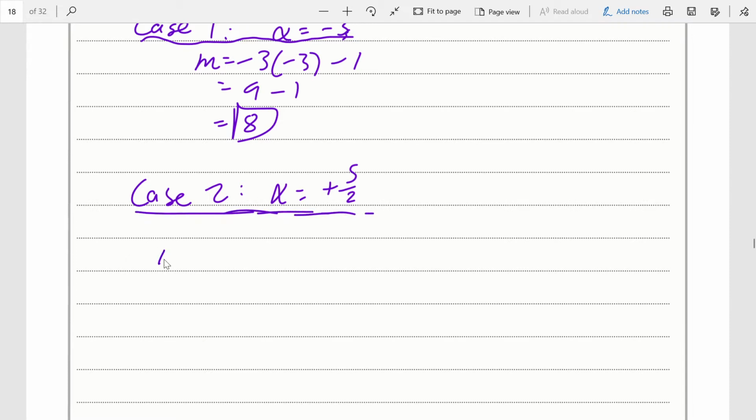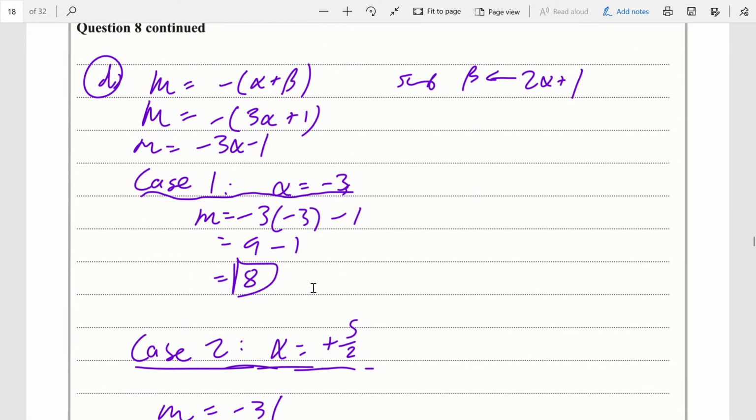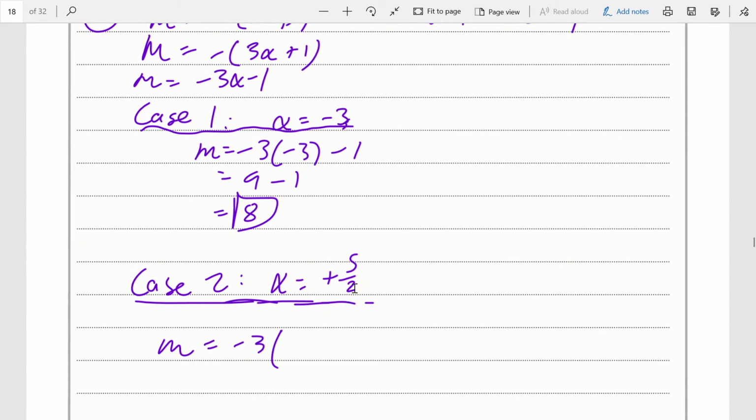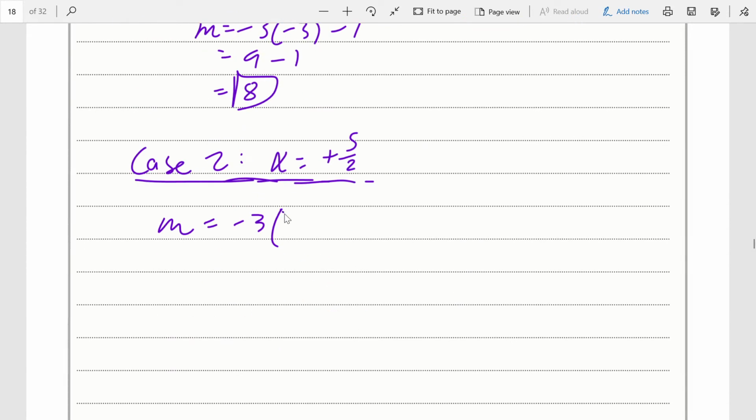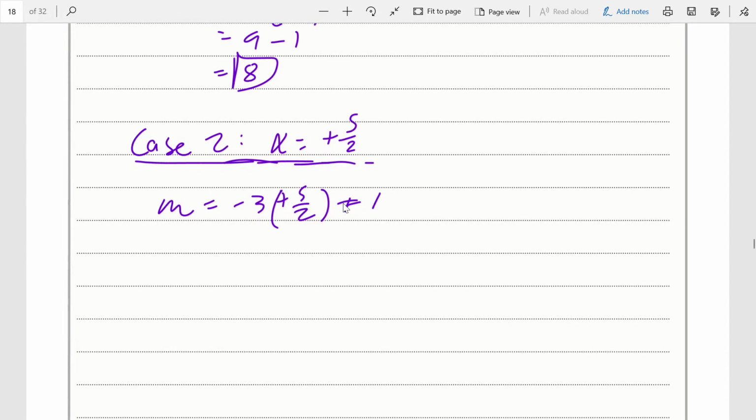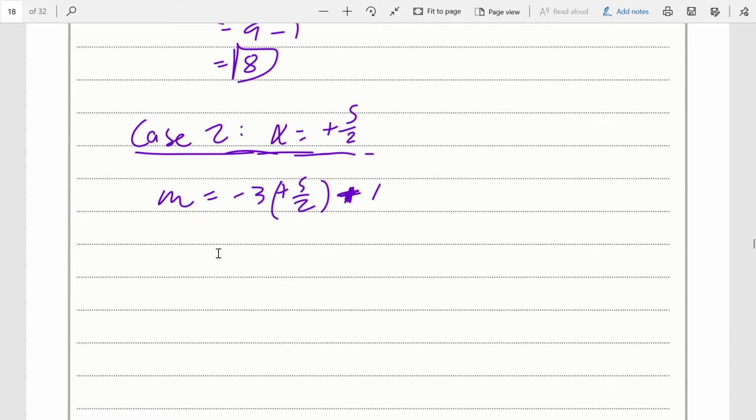Or that m is equal to negative 3 multiplied by, well, substituting alpha in for positive 5 over 2, plus 1. And of course, negative 3 multiplied by positive 5 over 2 is going to give you a fraction as well. So m will be equal to negative 15 over 2 plus 1, which would be equal to negative 13 over 2. And that's our second answer for m.